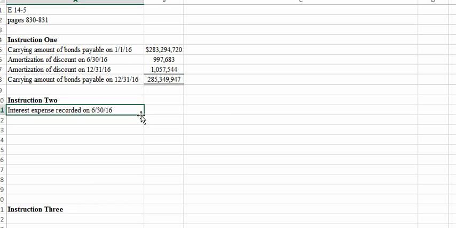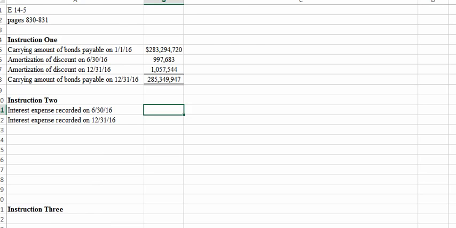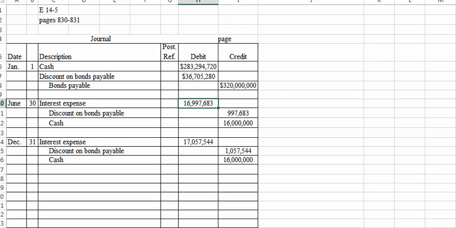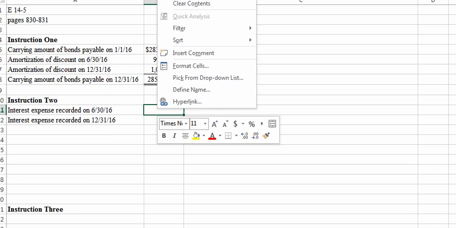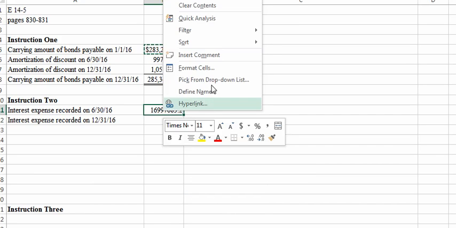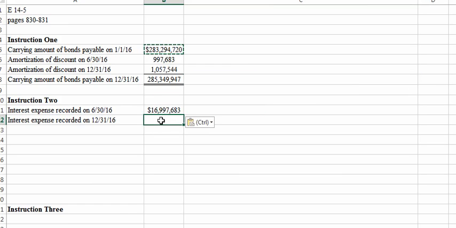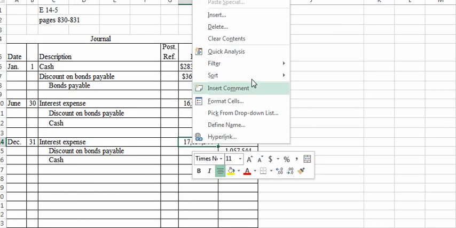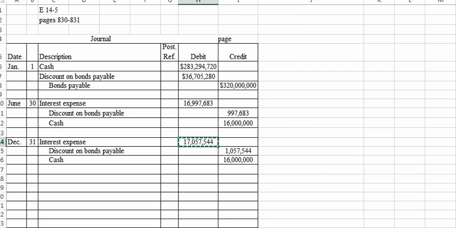And then we also want interest expense recorded on 12/31/16. Okay, let's go back and pick it up. Interest expense recorded on June 30th, $16,997,683. See if it'll work this time. Let's just paste values in like that. And format. There we go. Alright, now let's pick up the one from the end of the year. Our interest expense there is $17,057,544.